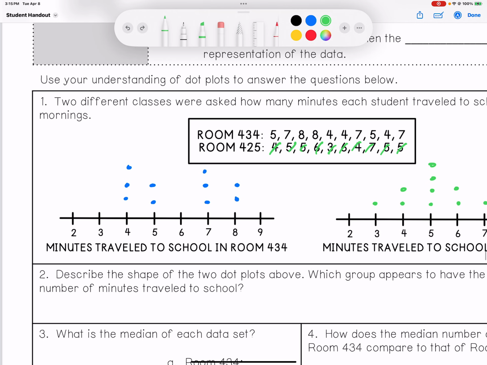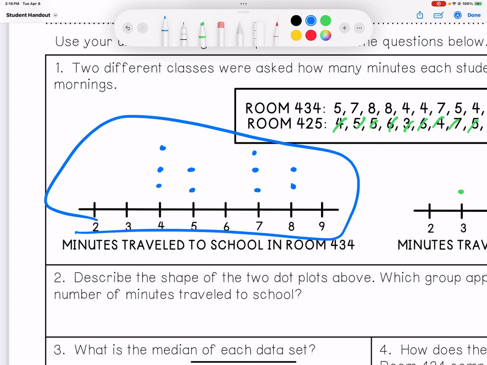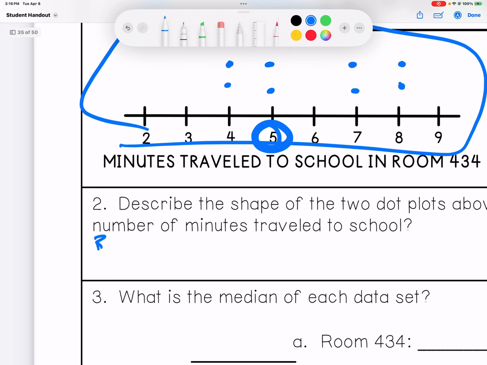Describe the shape of the 2 dot plots above. Which group appears to have the higher number of minutes traveled to school? All right, the first one, room 434, it really doesn't have a pattern, because here's the middle, and it has 2 on the middle, 3 on this side, and then 5 on the other. It's not skewed right, it's not skewed left, and it's not symmetric. So there's really no pattern. So we're going to write room 434 has no pattern.